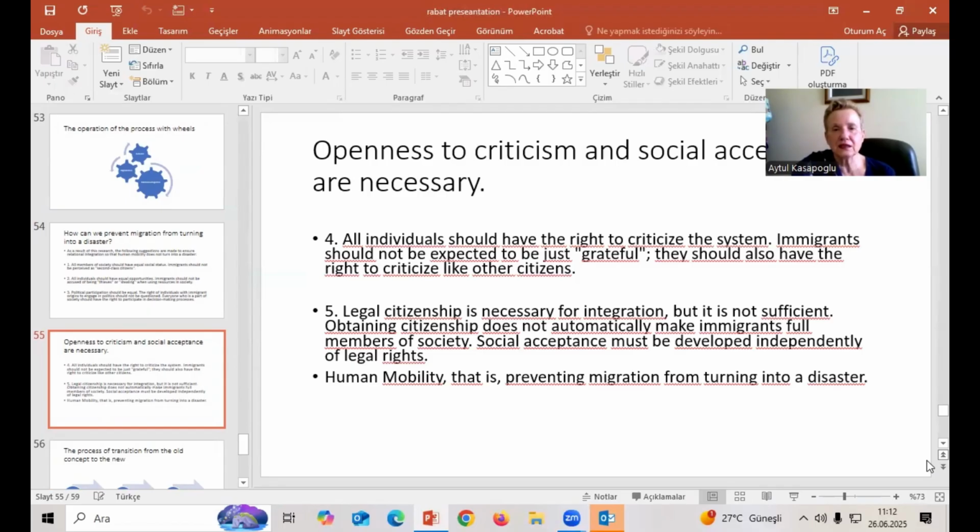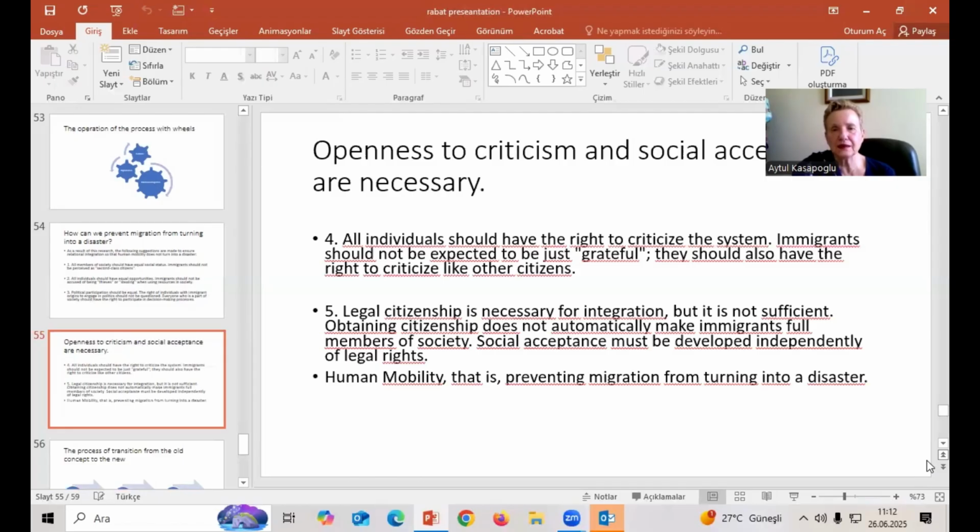And finally, legal citizenship is necessary for integration, but it is not sufficient. Obtaining citizenship does not automatically make immigrants full members of society. Social acceptance must be developed independently of legal rights.